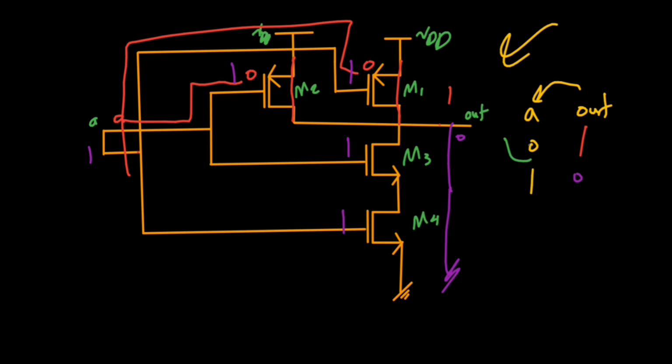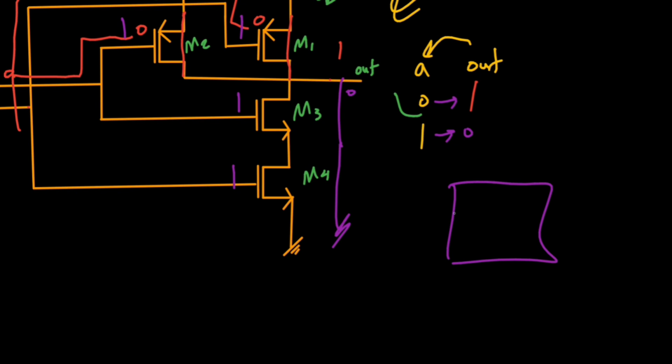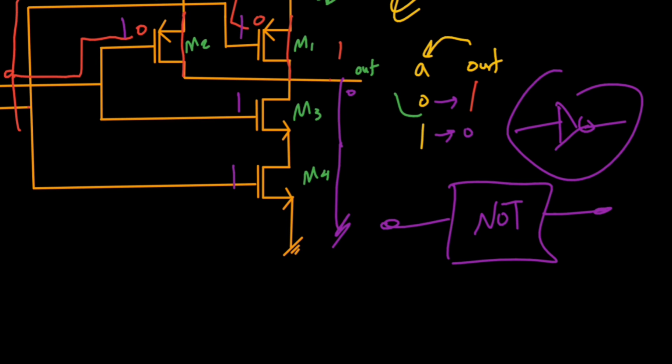So when we gave A the input 0, out became 1, and when we gave it 1, out became 0. We could just create another abstraction and say 1 input, 1 output. The output would always be the complement of the input. This is usually called a NOT gate, and in different software they show it using this symbol.